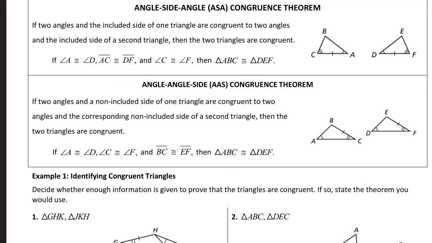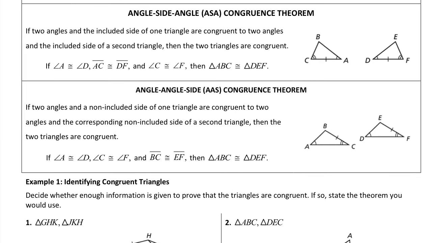The first one, ASA, says if two corresponding angles and the included side of one triangle are congruent to two angles and the included side of a second triangle, then the two triangles are congruent. So what that means is C and F are congruent. A and D are congruent angles. That included side is the side in between those two angles. Okay? So the side in between those two angles is the included side.